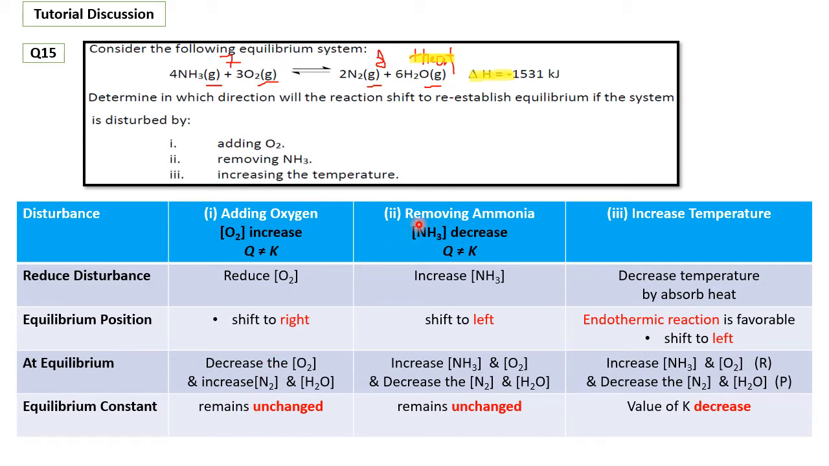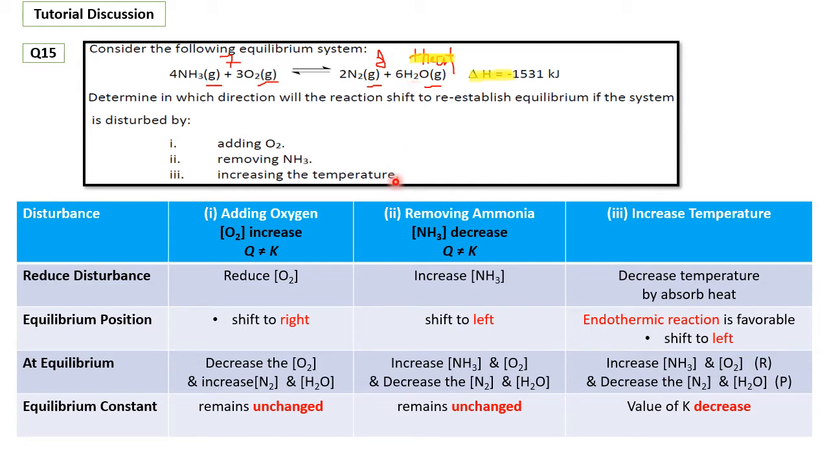Number 2, removing ammonia means the concentration of ammonia decreases. The system now is not at equilibrium. So the system tries to reduce the disturbance by increasing the concentration of ammonia. If we want to increase the concentration of ammonia, the system has to shift to the left. When the equilibrium position shifts to the left, the concentration of ammonia and oxygen increases, and then the concentration of the products, meaning nitrogen and steam, is decreased. Again, the Kc value remains unchanged.